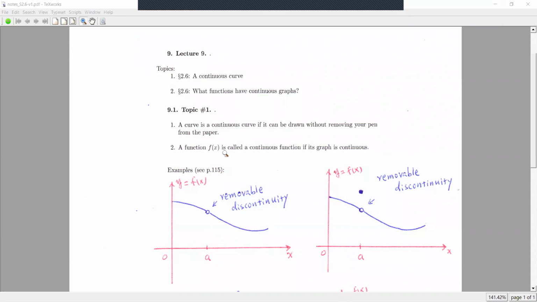A function is a continuous function if the graph of the function is continuous. Suppose this curve is the graph of the function f. Then the function f is not a continuous function. Precisely, this function is continuous everywhere except at point A. At x is A, the function is not continuous.